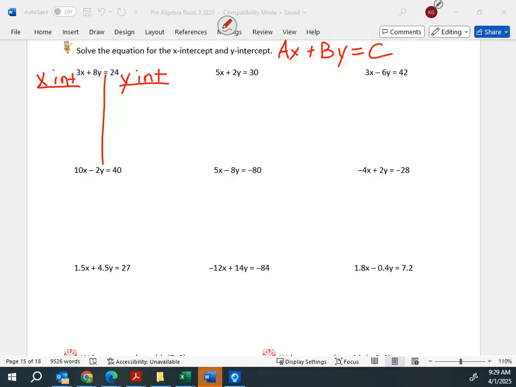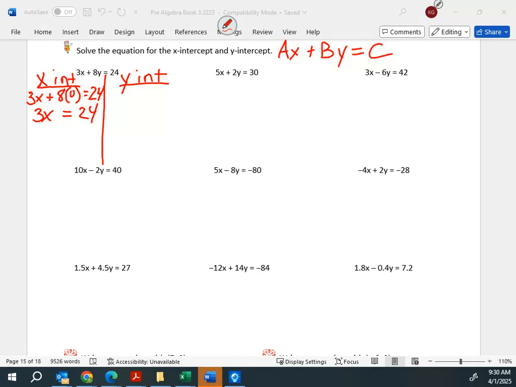Yeah. So I'm going to put a 0 in for that Y. So I'm going to rewrite my equation, 3x plus 8, but instead of the Y, I'm putting 0, and that equals 24. Now I'm going to solve it for that X. So I know 3x plus 8 times 0, what's 8 times 0? 0. So I don't even have to write that. I can just say 3x equals 24. So I don't have to add 0 to it.